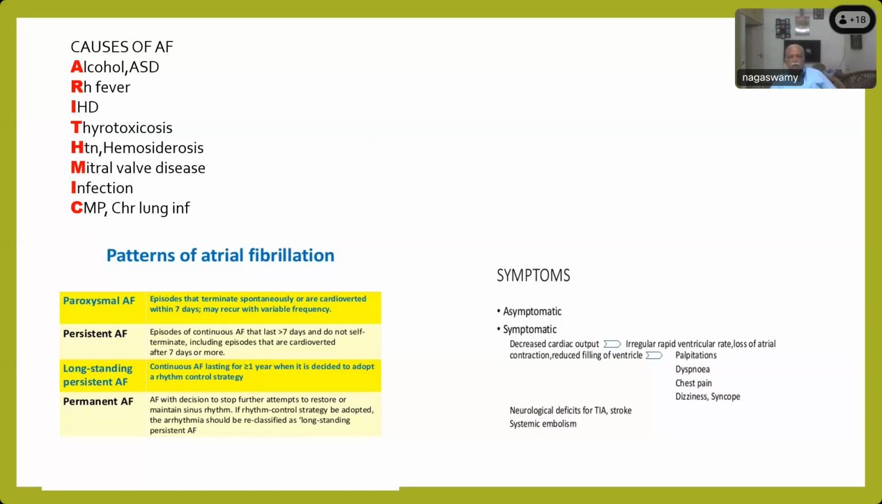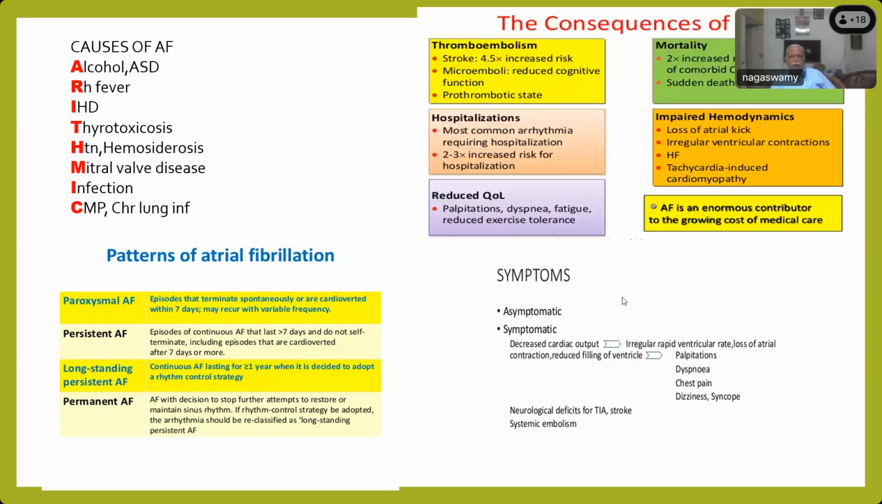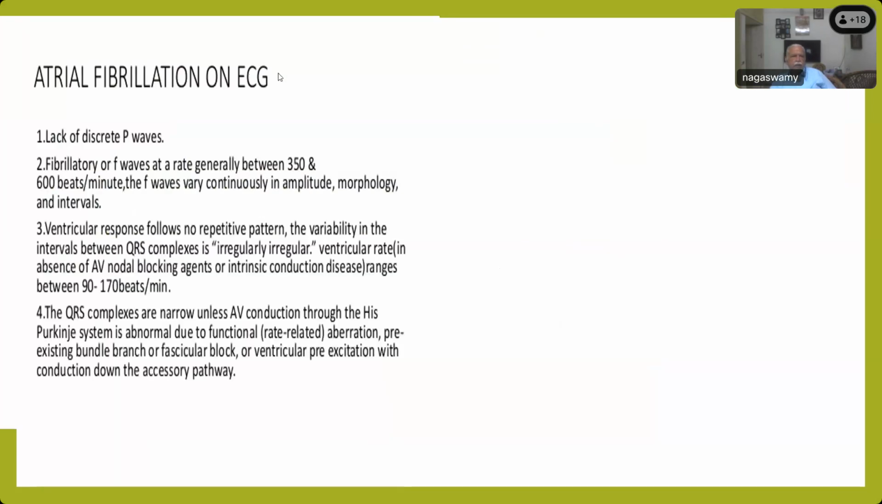And symptoms: the patient may be symptomatic with palpitation, dyspnea, chest pain, dizziness, or they may be totally asymptomatic also with an irregularly irregular pulse. The consequences are commonly thromboembolism, with a reduction in the quality of life. Sometimes it can be the cause of mortality and impaired health condition. And the lack of P waves. How do you diagnose atrial fibrillation? These are all the findings.